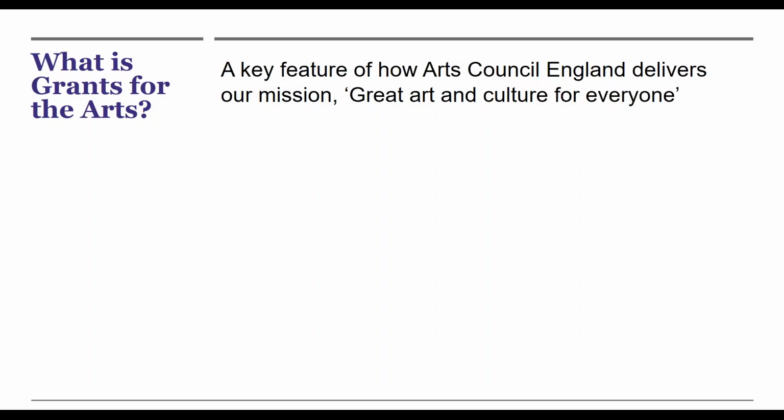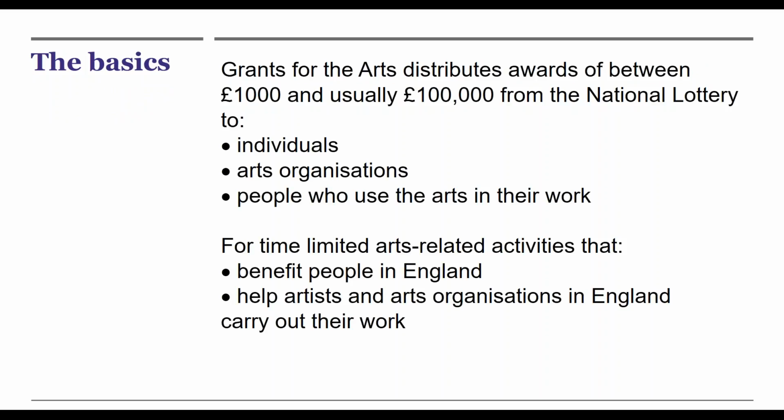As I mentioned a minute ago, Grants for the Arts is a key feature of how we deliver on our mission, great art and culture for everyone. It distributes awards of between £1,000 and up to £100,000. All of the money from Grants for the Arts comes from the National Lottery, and we make awards to a really wide variety of situations, and I'll come on in a minute to talk a little bit more about those. It is open to individuals, it's open to arts organisations, and you'll see there as well people who use the arts in their work. I'll unpack that a bit more in a minute. What that's saying is it isn't just about arts organisations and artists. It can also support organisations who want to work with arts organisations and artists.